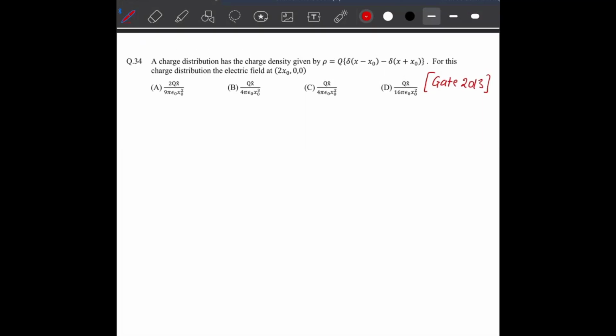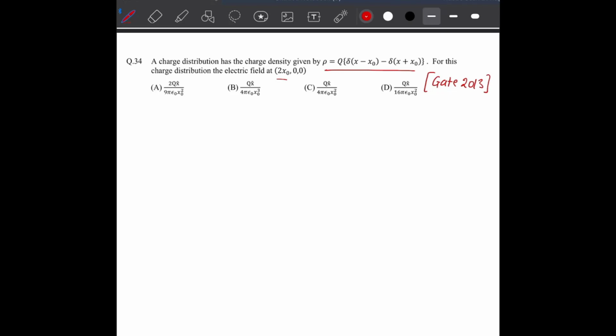Today we are going to solve question number 34 from GATE 2013 exam. In this question, it is given that a charge distribution has a charge density given by rho equals Q delta(x minus x naught) minus delta(x plus x naught). For this charge distribution, what will be the electric field at the position 2x naught?